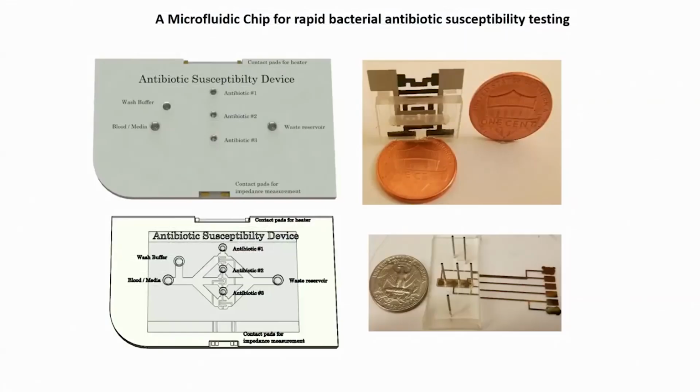Thus, this kind of device that can do a rapid testing of antibiotics and can tell whether the bacteria is resistant or not is extremely useful, right. So, for that we will see how we can design a microchip or a microfluidic device, alright. That is what we see on this screen, a microfluidic chip for rapid bacterial antibiotic susceptibility testing. We will see how we can fabricate this device.